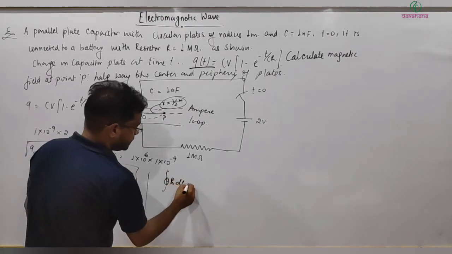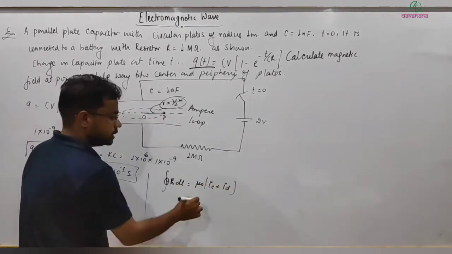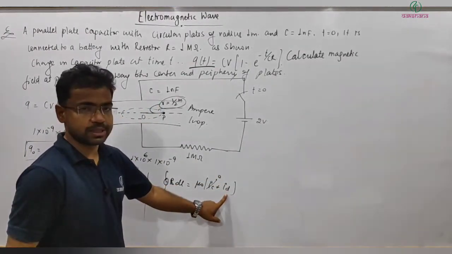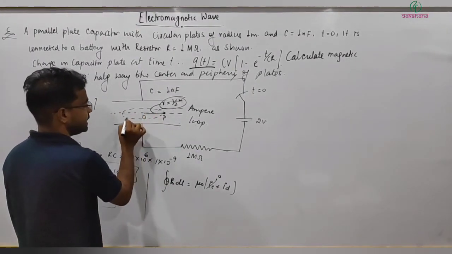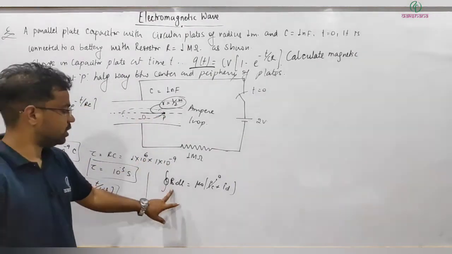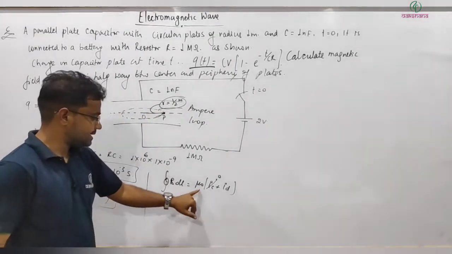For this Amperian loop we apply the integral of B dot dl equal to mu naught times (I conduction plus I displacement). There is no conduction current in this region, only displacement current. Another point is that it is symmetrical, so along this loop B will be constant, and dl will be along the same direction.